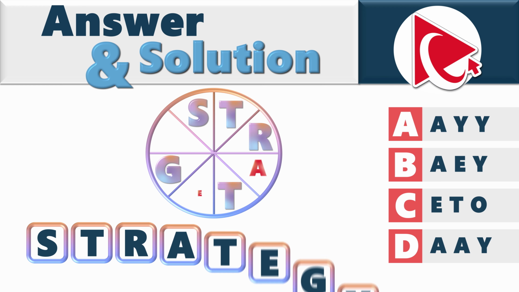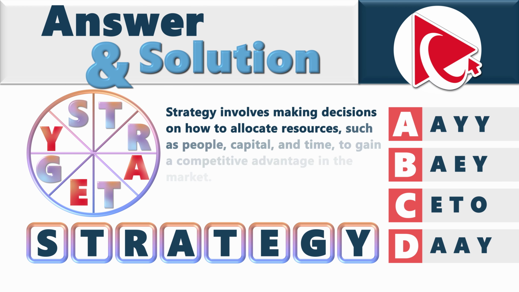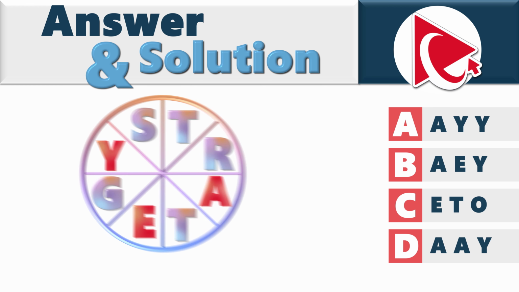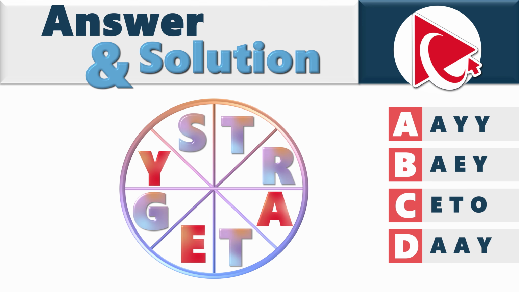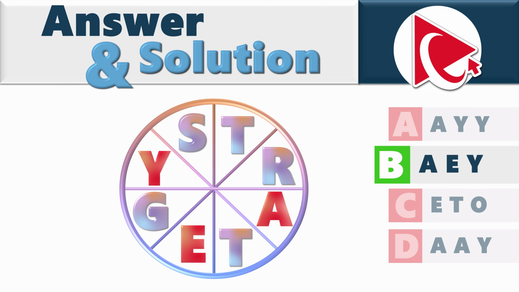The word is strategy. Strategy involves making decisions on how to allocate resources, such as people, capital, and time, to gain a competitive advantage in the market. So the missing letters are A, E, and Y, and the correct choice here is B.